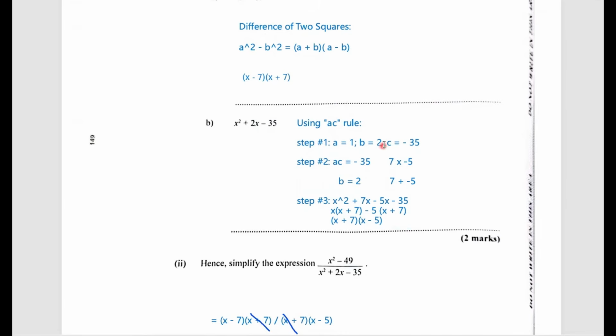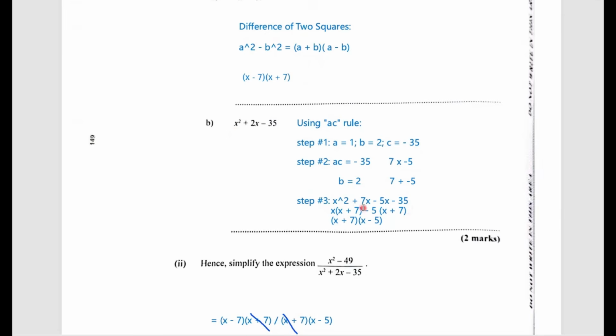which is 2, and you want two numbers that when you multiply, you will get AC, and when you add the same two numbers, you get B. Now 7 by minus 5 will give you minus 35, and 7 add minus 5 will give you 2. So what we do is split the middle term of 2x into those two numbers containing x, of course. So you split up this 2x into what? 7x and minus 5x. So essentially what you have will be x squared plus 7x minus 5x minus 35.